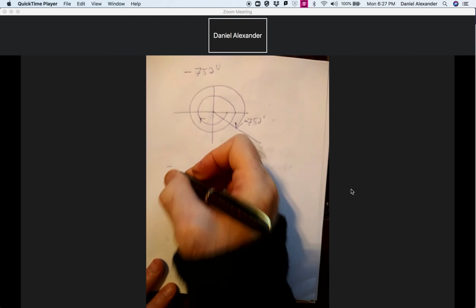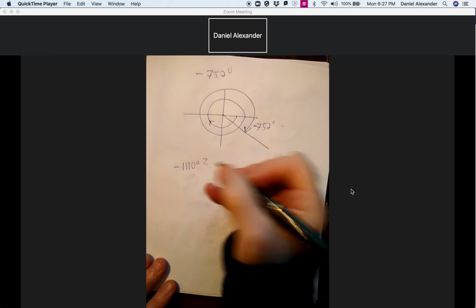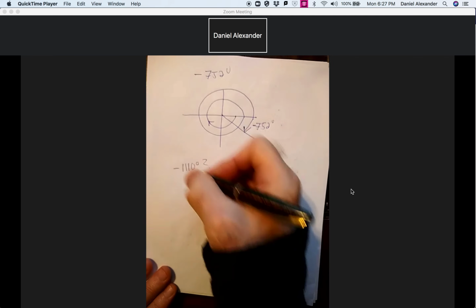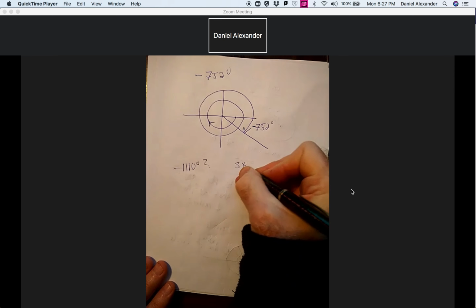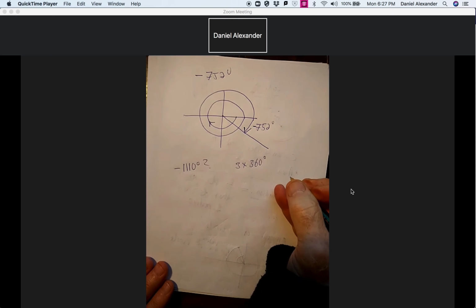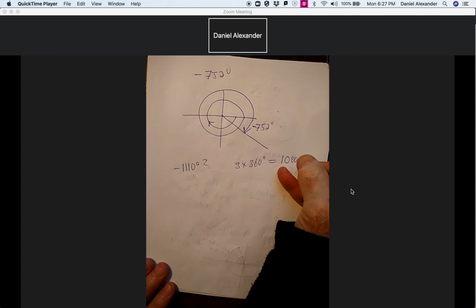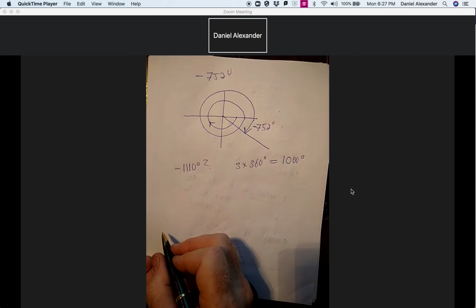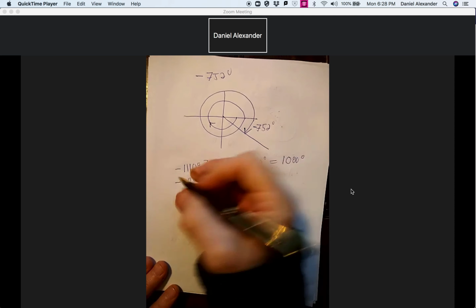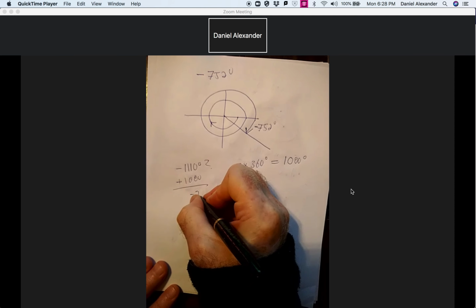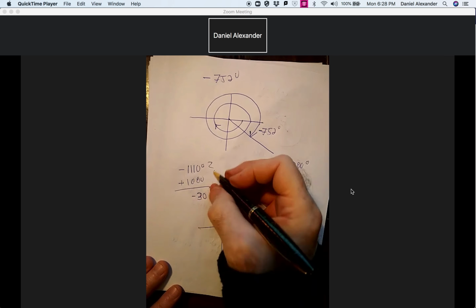So minus 1110 degrees, let's say. How do I interpret that? Well, I've got to figure out how many times I go around and how much is left over. Obviously, twice is 720. So let's look to see what 3 times 360 is. I'll do the math for you. That is going to be 1080. So I'm going to subtract the 1080, or add it, I guess, and I'm going to get back minus 30 degrees. So what that means is I go around 3 times.